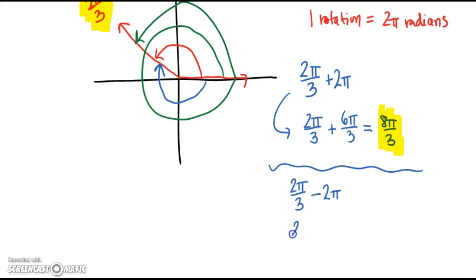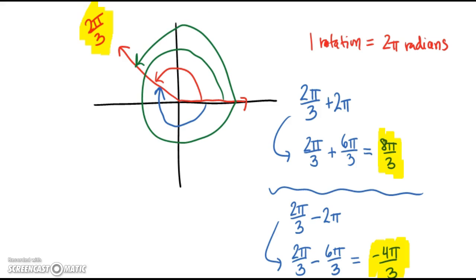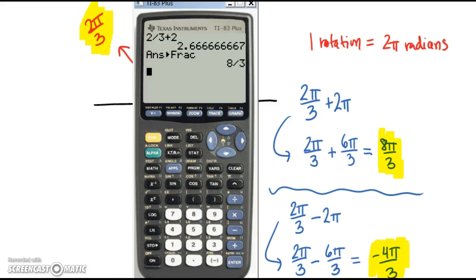Again, you need a common denominator, so 2 pi over 3 minus, and we established 2 pi was equivalent to 6 pi over 3. And if we subtract, we get negative 4 pi over 3. So negative 4 pi over 3 is also coterminal with the original 2 pi over 3 and the 8 pi over 3. If you're having trouble with that arithmetically, use a calculator.